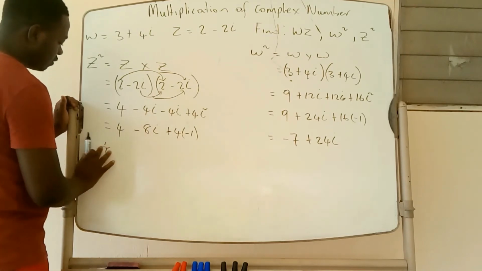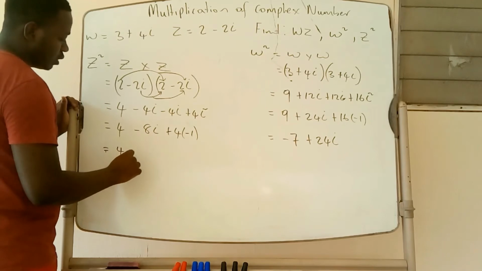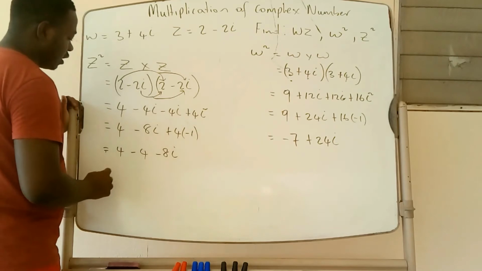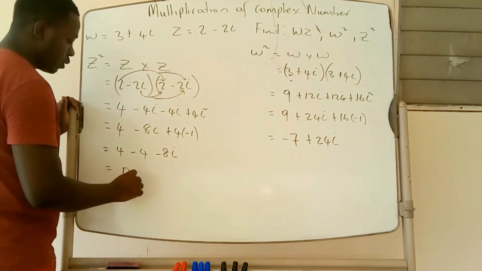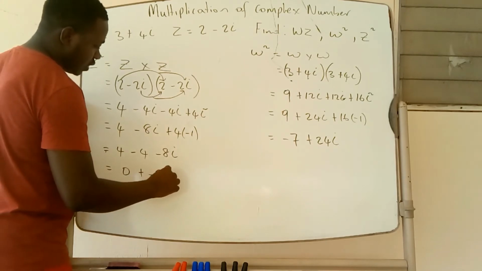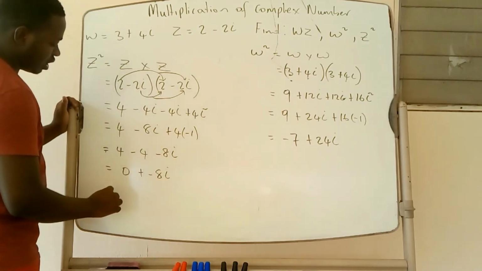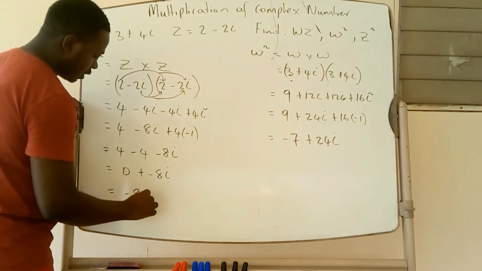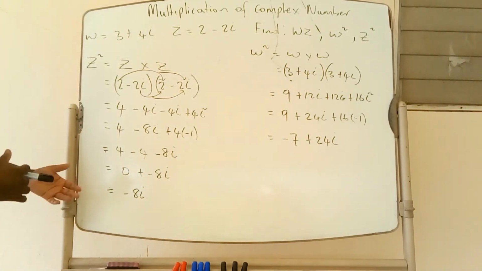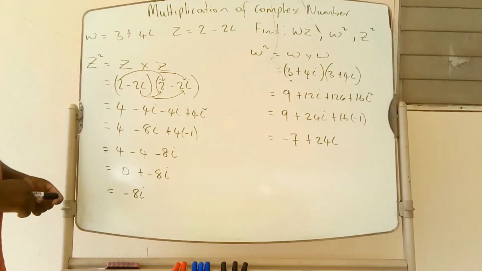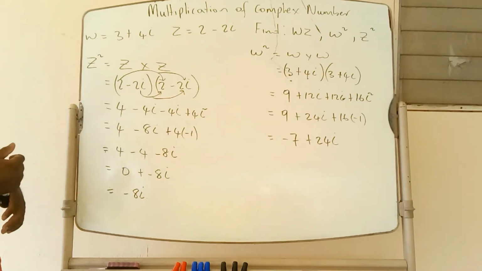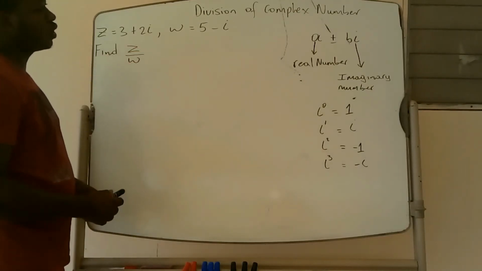So we're going to have 4 minus 4 minus 8i, right? 4 minus 4, that's just going to give us 0 plus negative 8i, which just gives us a final answer of just minus 8i. Alright? So that's it, and that's how you multiply two complex numbers. Alright? So what we're going to look at next is how we divide complex numbers.